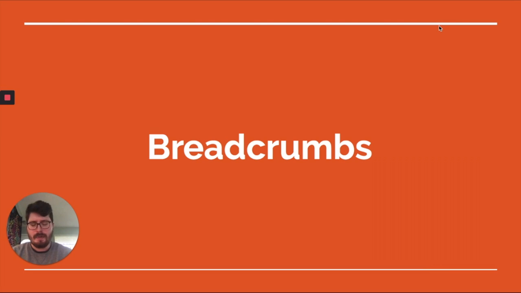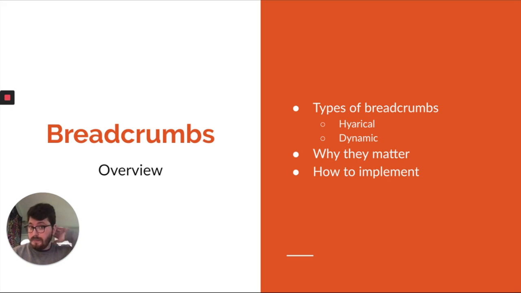So in this part of the course, we're going over breadcrumbs. To overview it, we're going to go over the types of breadcrumbs, why it matters, and how to implement them. So to start, we're going to go over the different types of breadcrumbs. There are two main ones, which are hierarchical and dynamic.